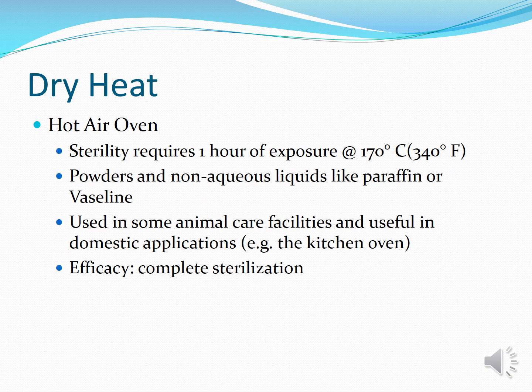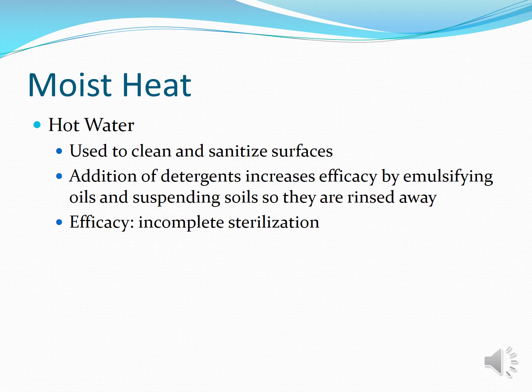Next is the hot air oven. Here sterility requires 1 hour of exposure at 170 degrees Celsius. Powders and non-aqueous liquids like paraffin and Vaseline may be used. It is used in animal care facilities and is useful in domestic application. The efficacy here is complete sterilization. Moist heat. We have hot water, which is used to clean and sanitize surfaces. Addition of detergents increases the efficacy by emulsifying oils and suspending soil so that they are rinsed away. The efficacy here is incomplete sterilization.